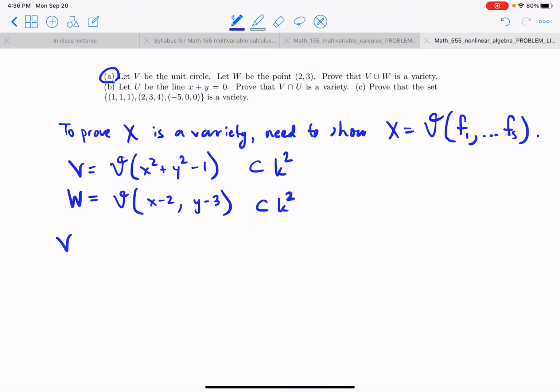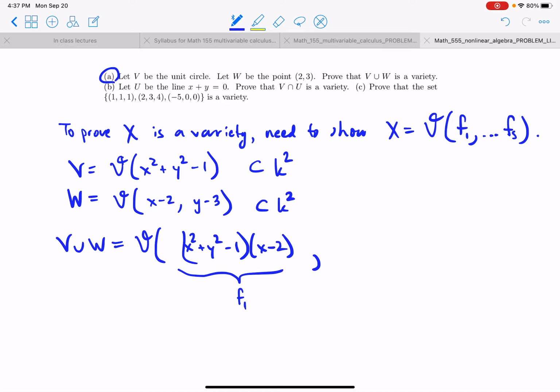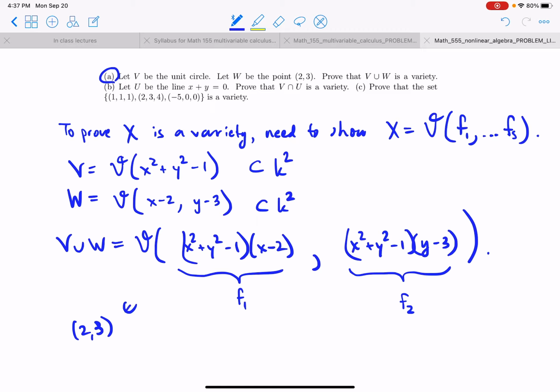Okay, so then the union V union W is the vanishing set of what polynomials? My first polynomial is here, so this is f1. And then my second polynomial is here. This is called f2. And that's it, that's the end. If you take a point, why is (2, 3) in here? (2, 3) is an element of this variety.